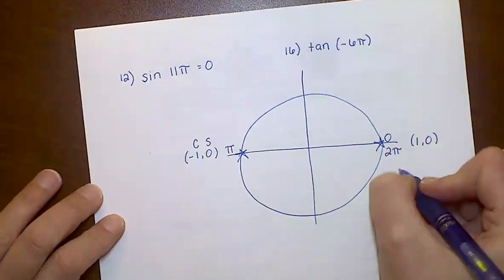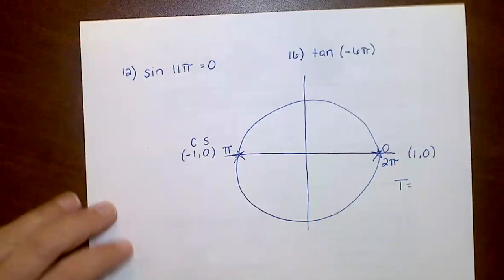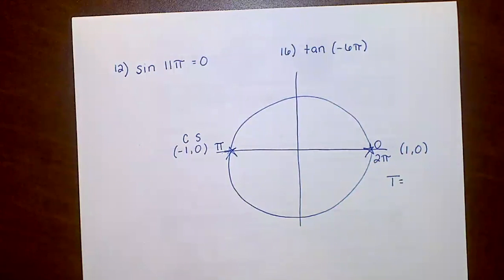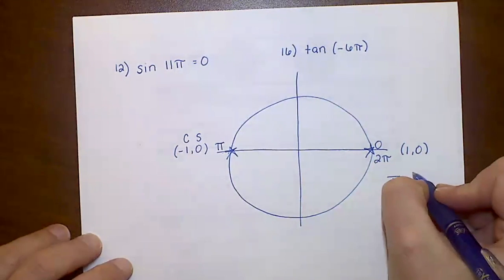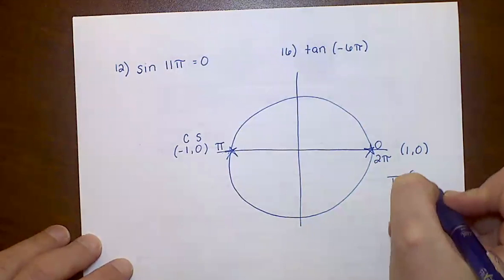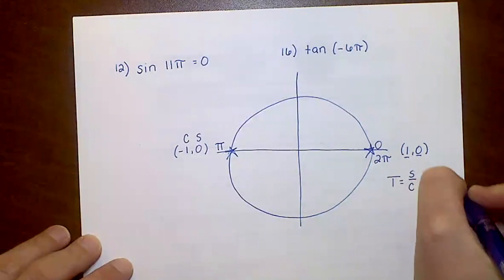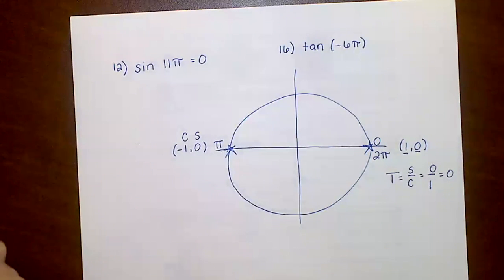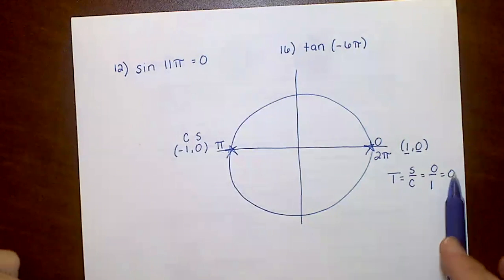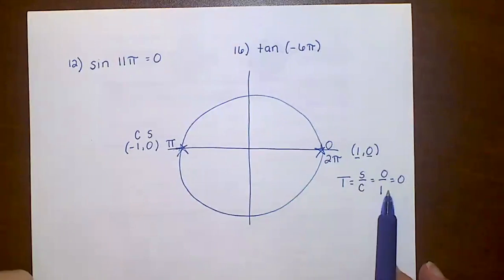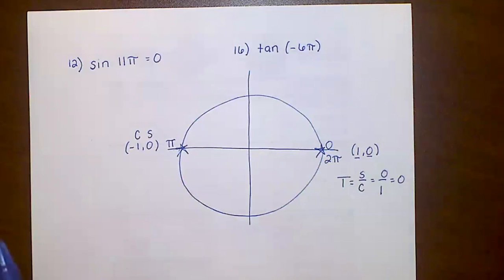Do you remember how to find the tangent if you've got the coordinates like that? Is it sine divided by cosine? That's it, sine over cosine. So I'm going to do 0 over 1, which is just 0. The question says, is the tangent positive, negative, or 0? It would be 0. Oh, sorry, you can't see that, but it would be 0. Okay. Any others?